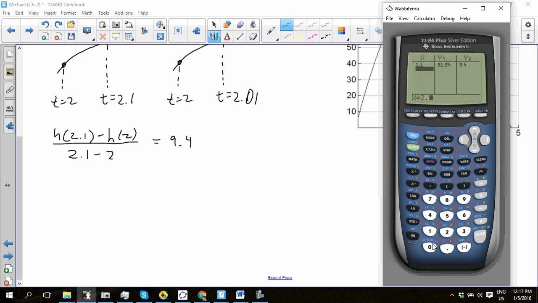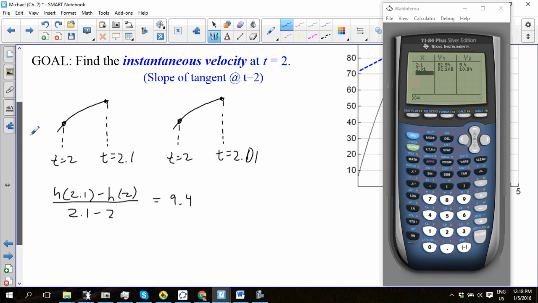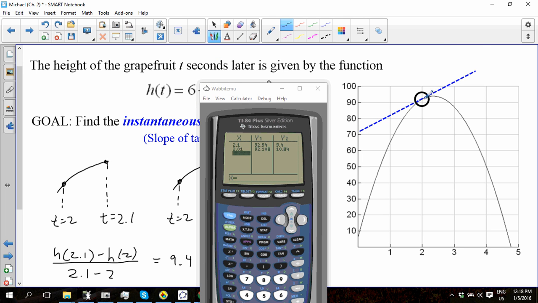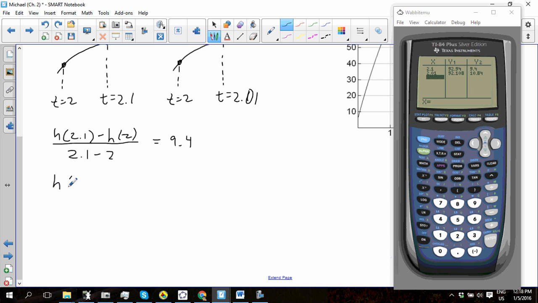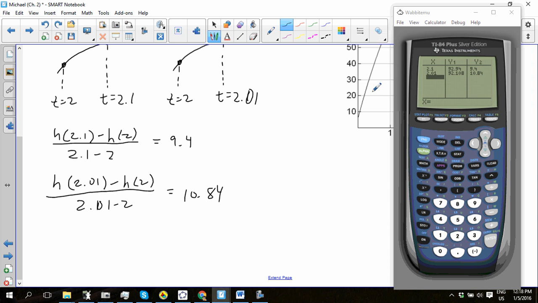Now I'll go to 2.01. It's 92 point..., it's not quite as high, and notice the average rate of change on that 100th of a second interval was 10.8, so significantly greater than the average rate of change on the previous interval. And hopefully you can see that if we take a smaller interval between 2 and a small number, the slope is going to be changing as you get closer to 2 from the right side. Okay, so h of 2.01 minus h of 2 over 2.01 minus 2. That's 10.84, approximately. These are both approximations.